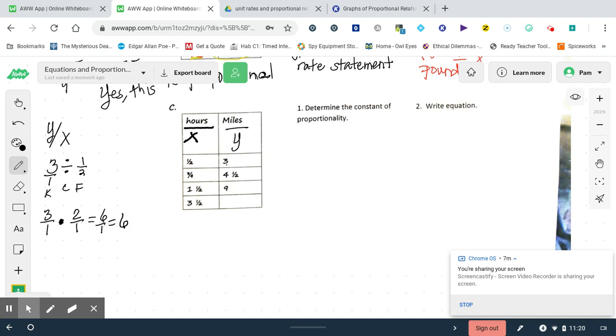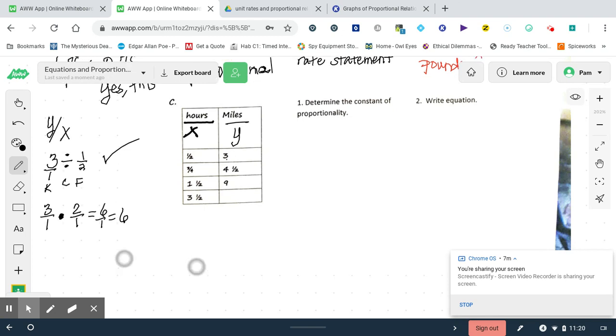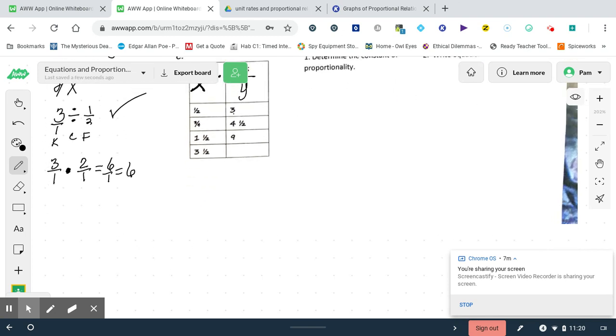Okay, so now I've got to check each one of these. All right, so now I'll check that one. Okay, now the next one, miles, and I'm going to have to do these where you can, it's going to take a little more work. I have 4.5 divided by, what is that, 3/4?